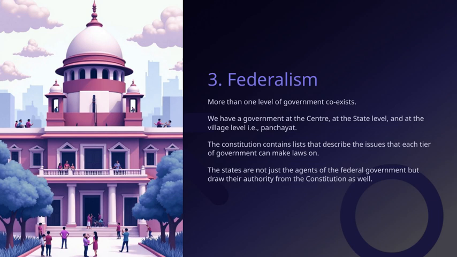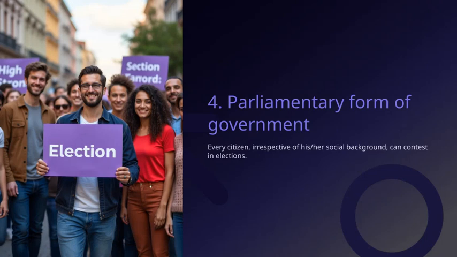And it's important to understand that the states aren't just following orders from the federal government. They draw their authority directly from the Constitution itself. So, they have a constitutional foundation for their powers, which makes them independent and equal partners in the federal structure. Connecting this to the bigger picture, federalism ensures a balanced distribution of power, respecting regional diversity while maintaining national unity. It's a fundamental part of our governance system that helps manage the complexities of a large and diverse country like ours.